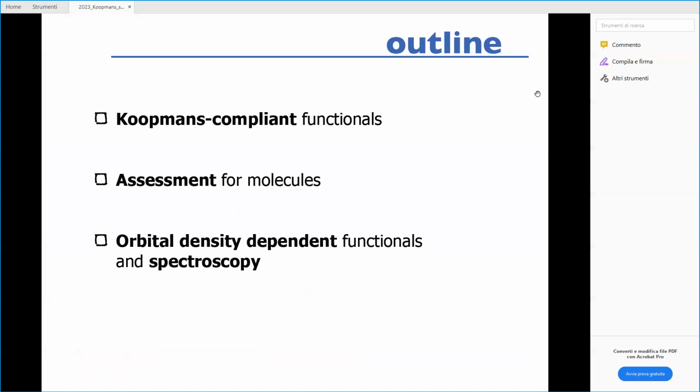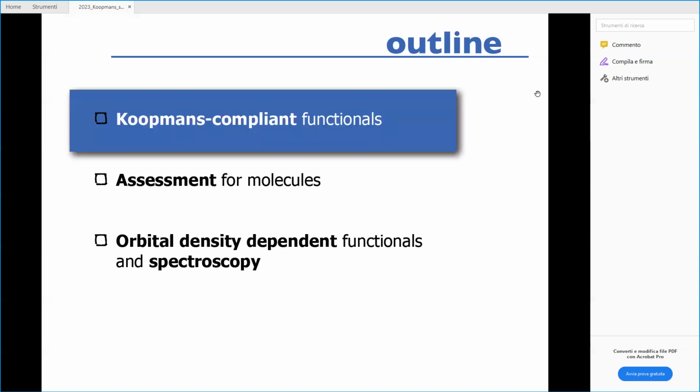I'll provide a summary of Koopmans compliant functions, just for the sake of completeness, and then I'll provide some assessment about molecules, both ionization potentials, that if you want are ground state quantities, but also spectroscopic aspects, and then I'll try to draw a connection about the theoretical framework where the Koopmans functional may be thought to live in.